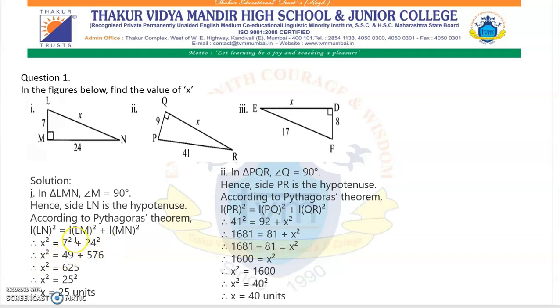Therefore x square equals square of 7, which is 49, plus square of 24, which is 576. 49 plus 576 is 625. 625 is the square of 25. Find the square root of both sides. We get x equal to 25 units. The same goes for the second figure, it is solved for you. The third you have to do on your own.